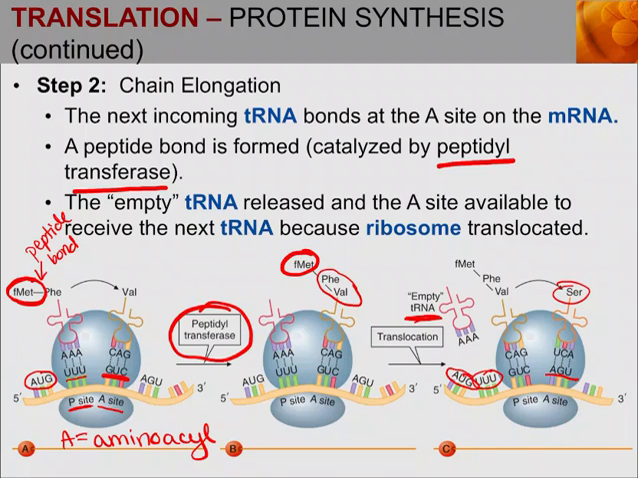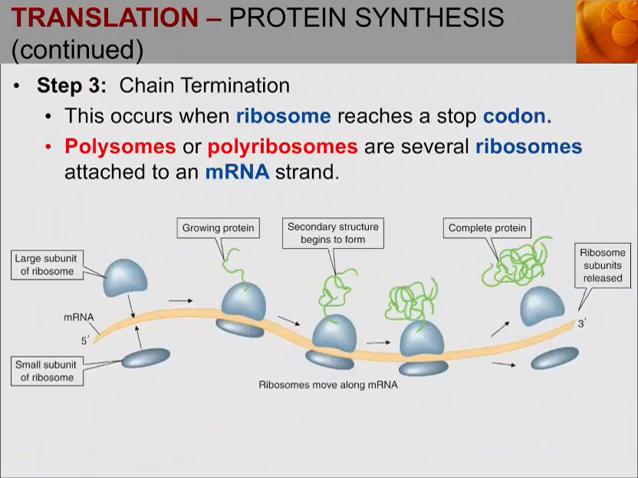Okay, so step 2 was chain elongation. Now, step 3, chain termination. How do we know when to stop? So remember, there were 3 stop codons that would tell basically this entire unit to stop because the protein has been synthesized. So just to summarize here, we've got our 2 ribosomal units.